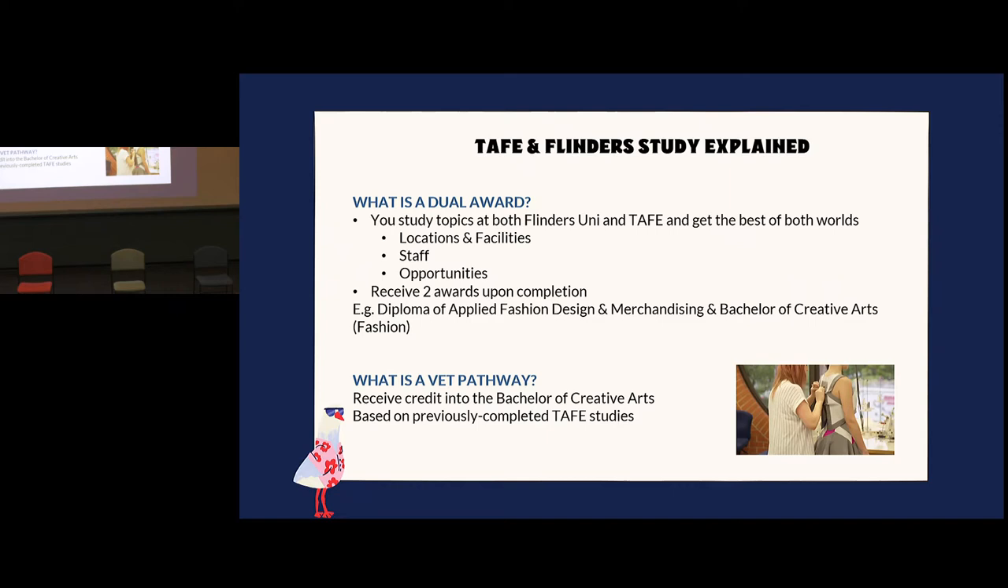You're taught by staff and creative arts practitioners at both campuses, the TAFE campuses in town and at the Flinders campus here at Bedford Park. We also teach some topics at Flinders in the city in Victoria Square. Now, you can begin these degrees in two different ways. One is the traditional way where you start right from the beginning and decide you want to study a dual award degree in a particular area. The other opportunity to enter the degrees is through the VET pathway, the Vocational Education and Training pathway, which is a way of moving sideways into the dual award program after an initial period of study, and it's based on credit gained for the BCA based on previously completed topics at TAFE.